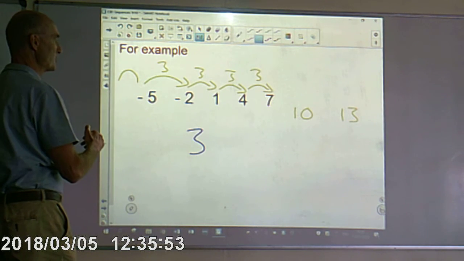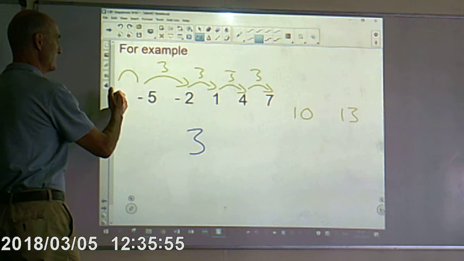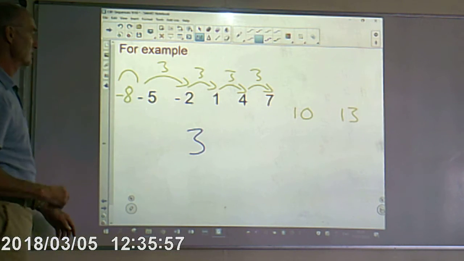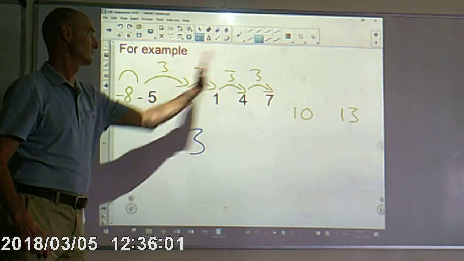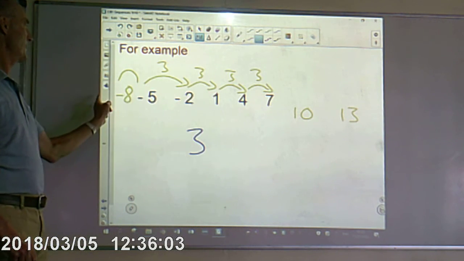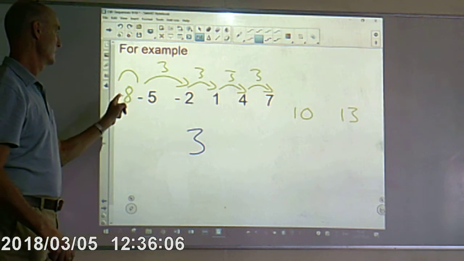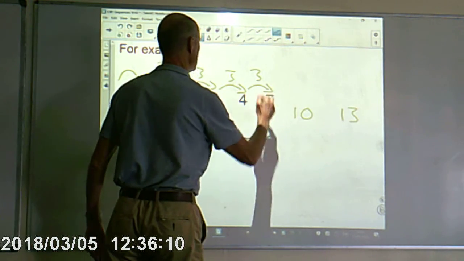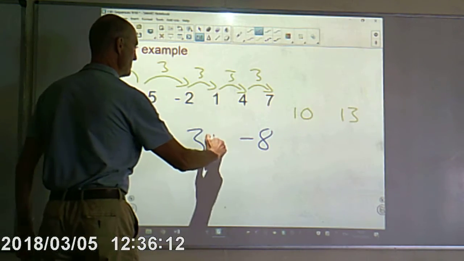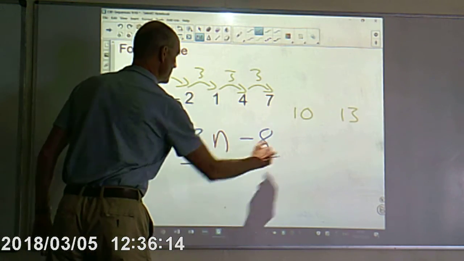Find my previous term. My previous term is going to be minus 8. So we're going down 3 in this direction. We're going up 3 in the sequence. We've got to go back 3 to get my previous term there. So that's minus 8. Bang in my n. That is my nth term.